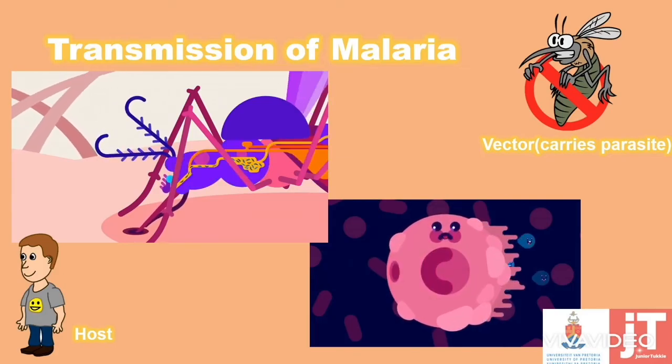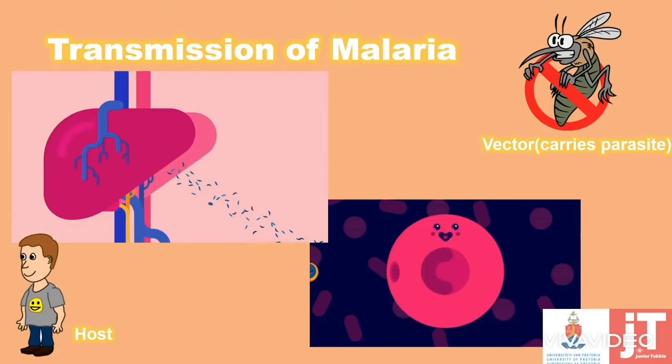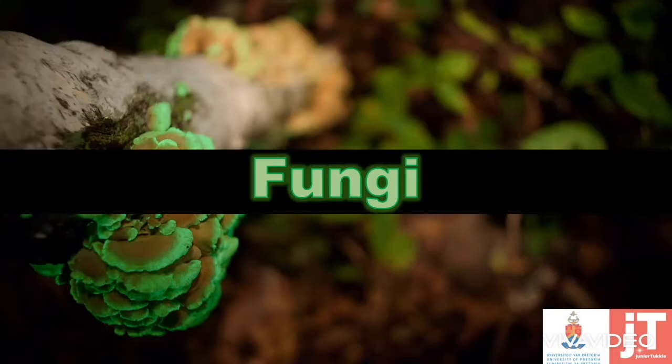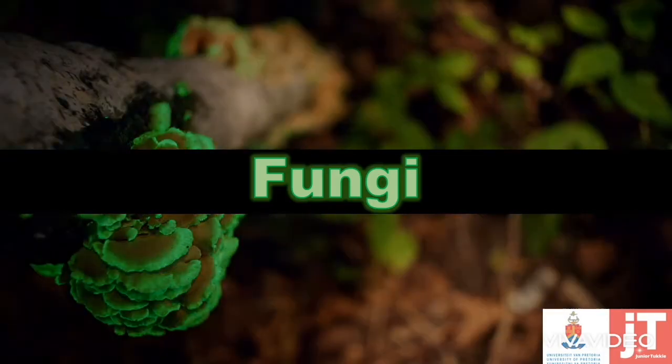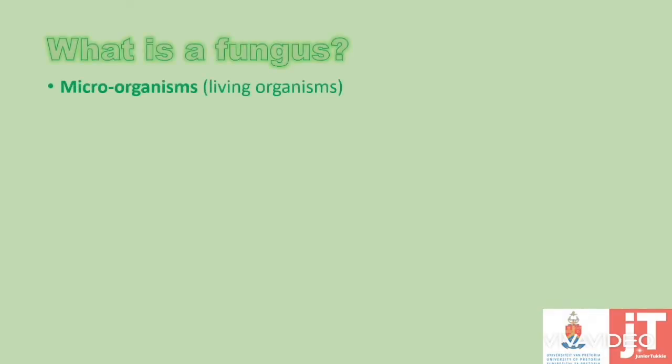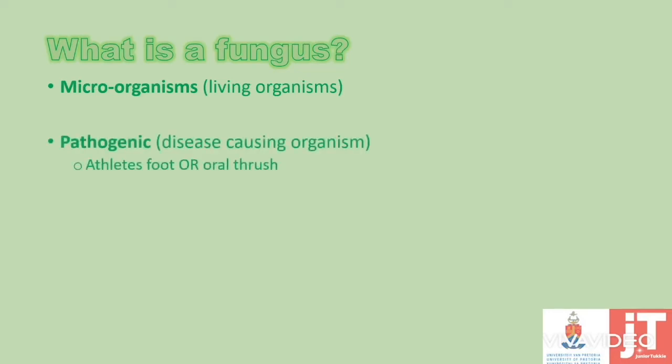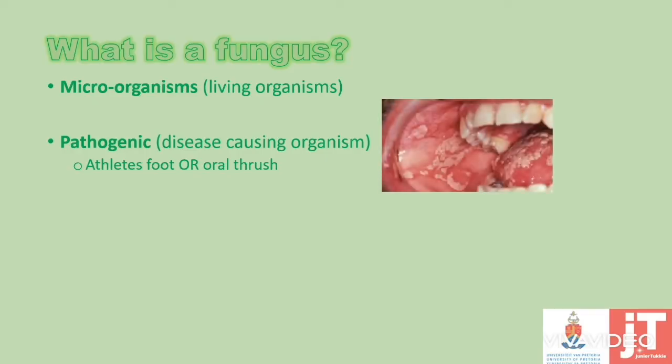Let's go on to our next and last microorganism, which is known as fungi, or even a fungus. So let's have a look at what is a fungus. A fungus is also a microorganism, which is a living organism. Most of them are pathogenic, which causes a disease like athlete's foot or oral thrush, which is very common in younger people, like babies, even toddlers.